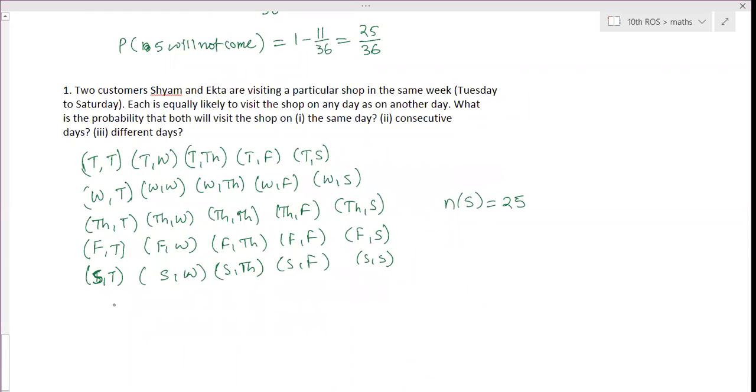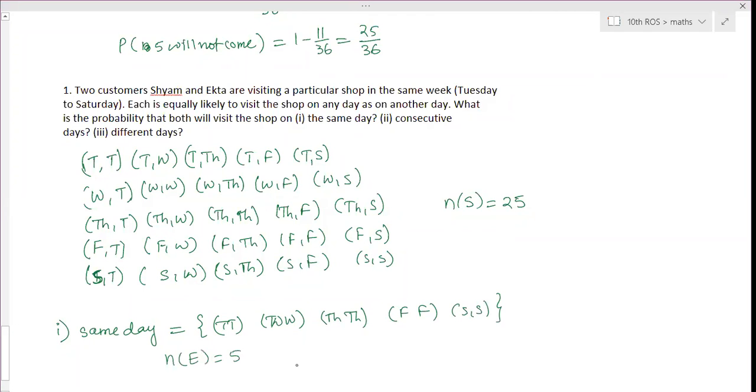It's 25. Now in the first case, they are going on the same day. So what are the possibilities? Tuesday-Tuesday, Wednesday-Wednesday, Thursday-Thursday, Friday-Friday, and Saturday-Saturday. So the total outcomes are 5. So what is the probability? 5 by 25, that is 1 by 5.